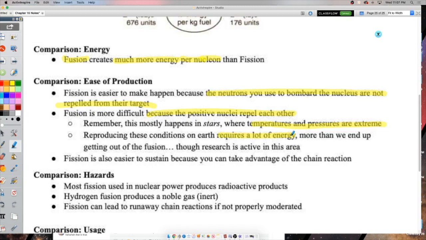Now, research is active in this area, and we actually have, I think it was in 2014 for the first time, gotten a little bit more energy out than we put in.